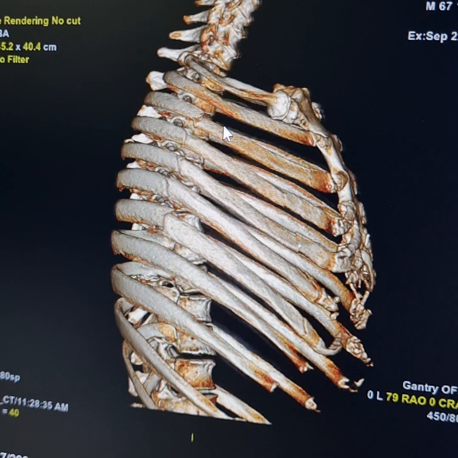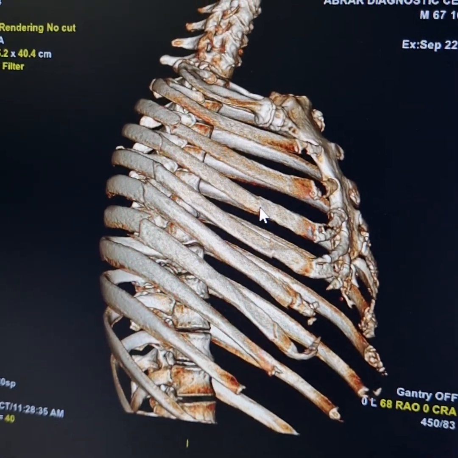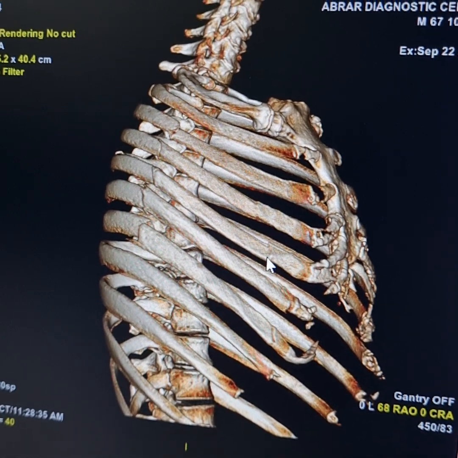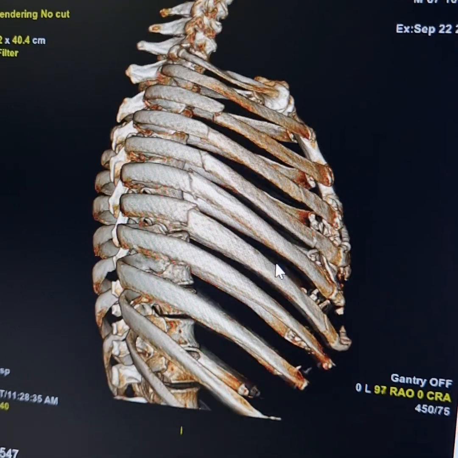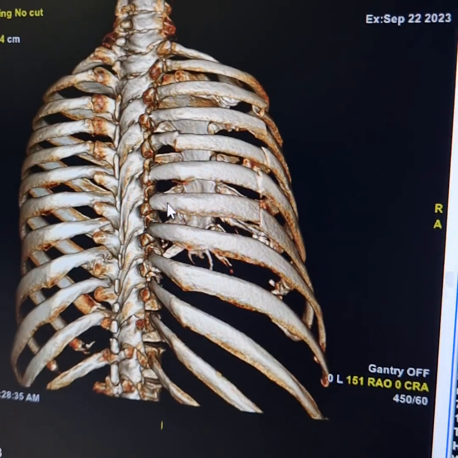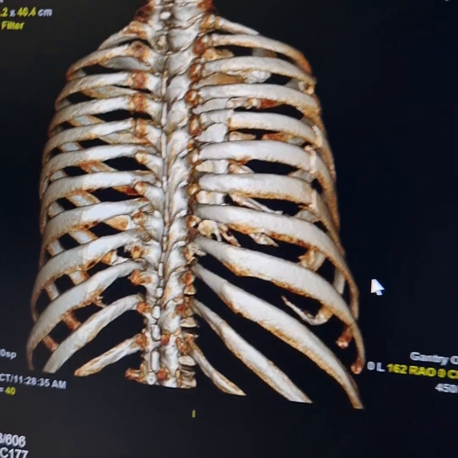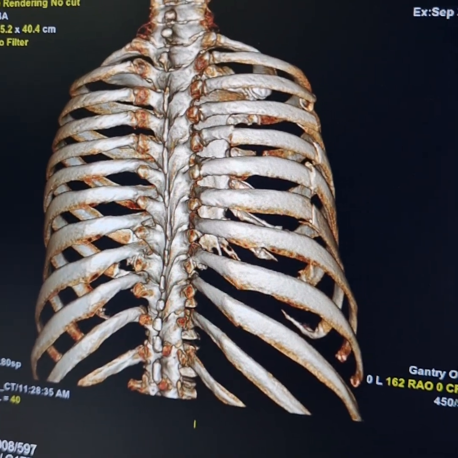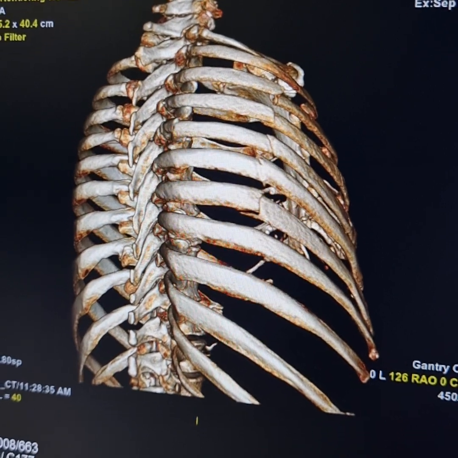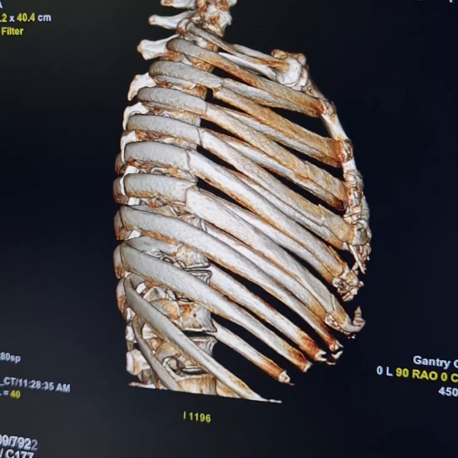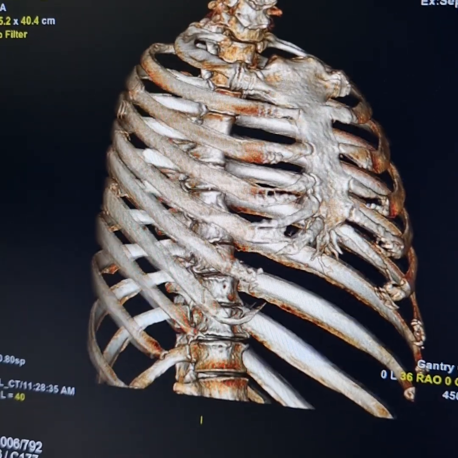This one. Now anterior end of this rib was fractured as well as this rib was fractured. These are picked up by the 3D. But these fractures are not picked up by 3D images. So it's always wise that we must interpret CT findings from the original axial, coronal and the sagittal scans.